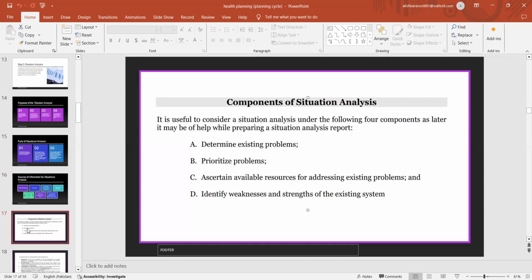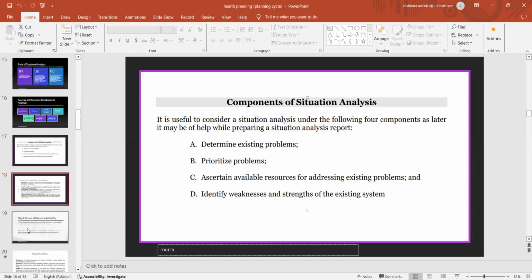Components of the situation analysis: it is useful to consider a situation analysis under the following 4 components, and this later may help while preparing a situation analysis report: determine the existing problems, prioritize the problems, ascertain available resources for addressing existing problems, and identify weaknesses and strengths of the existing system.